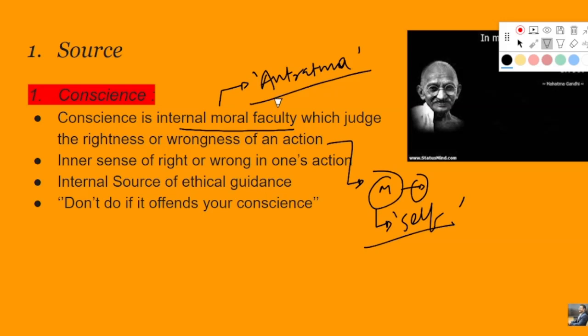So antar atma is the first source, the inner sense of right or wrong in one's action. It is an inner sense. Why sense? Because it will make you feel a certain way if you are acting in a way which is against your conscience. For example, the very clear manifestation is that whenever you try lying, or try doing something wrong, you will kind of blabber while doing that.